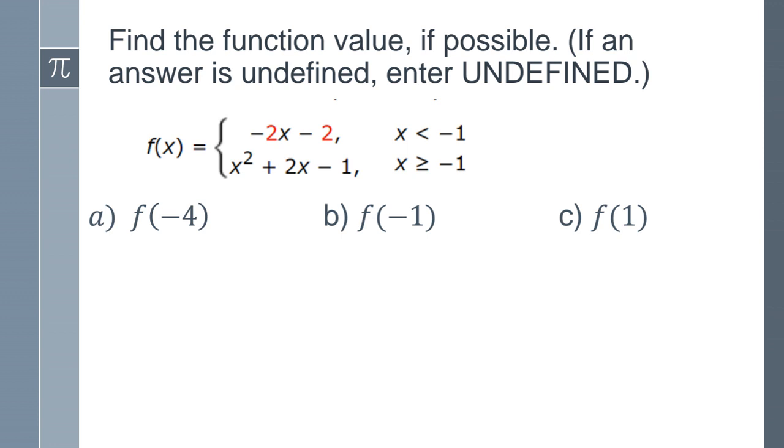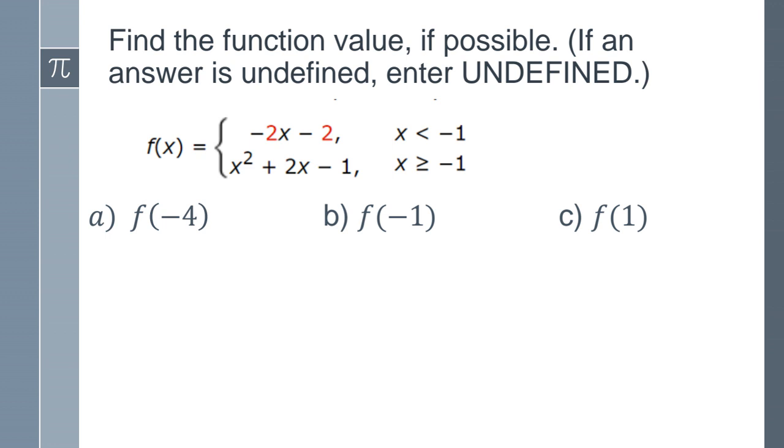What this means is that on our graph, we're going to graph these two equations, but we don't want to look at the whole equation. So this item on the side is where we put restrictions. For this first equation, we only want to look at the x values that are less than -1. And for this second equation, we only want to look at the values that are greater than or equal to -1. That's going to determine which equation we use to evaluate our input value, our x value.